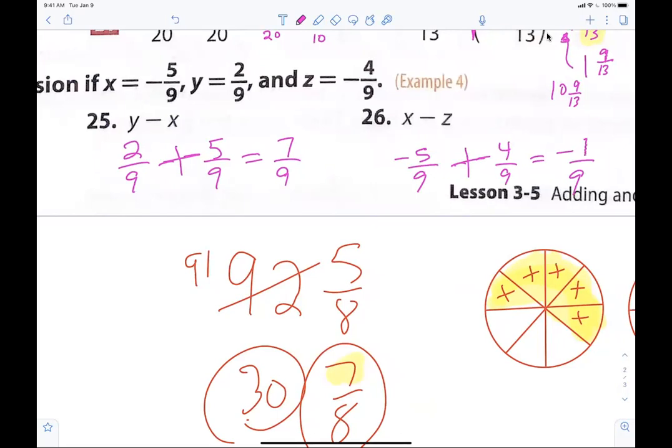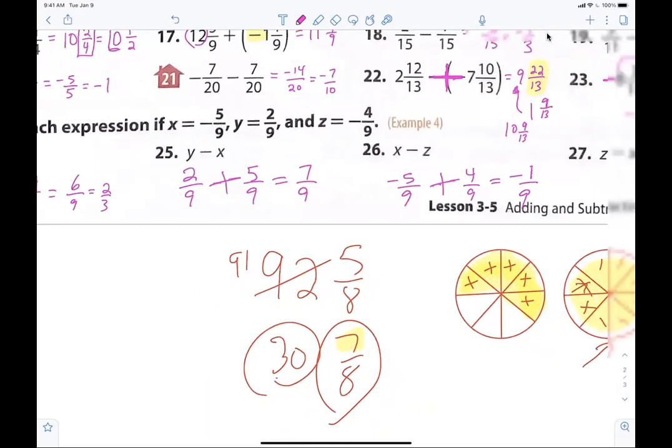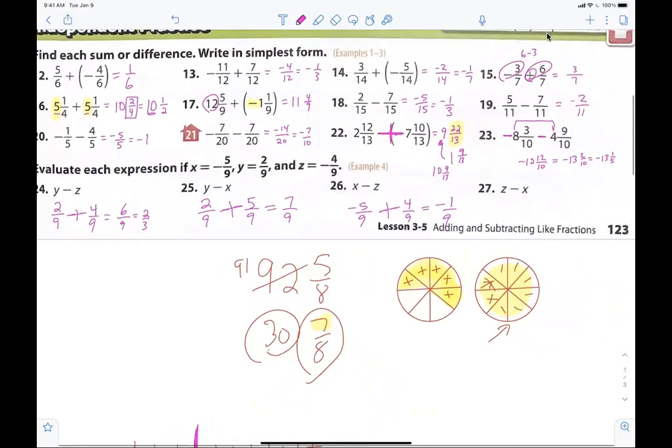Right, negative 1/9. All right, Austin, I don't know. It seems like you're playing around a little bit. You playing around or not? No. All right, negative 1/9. That was beautiful.